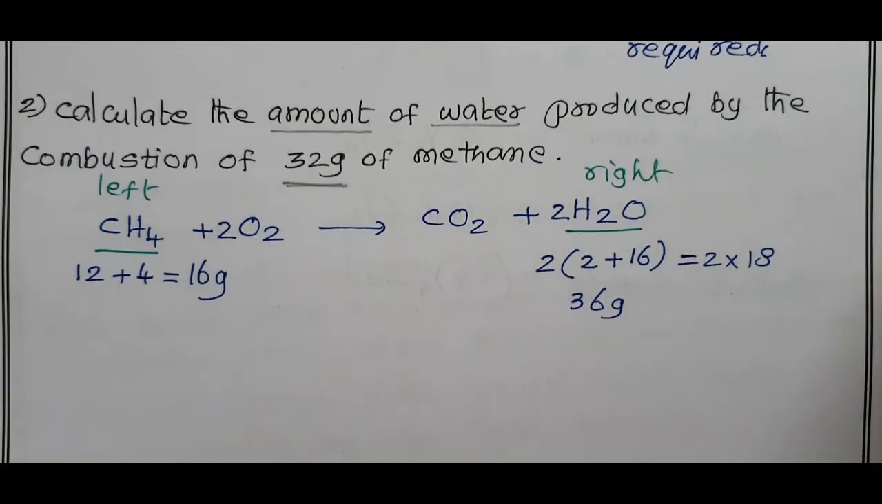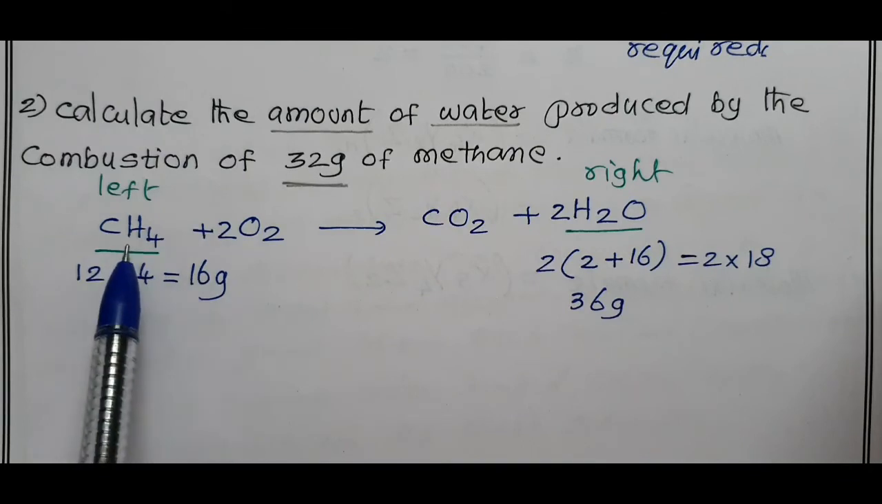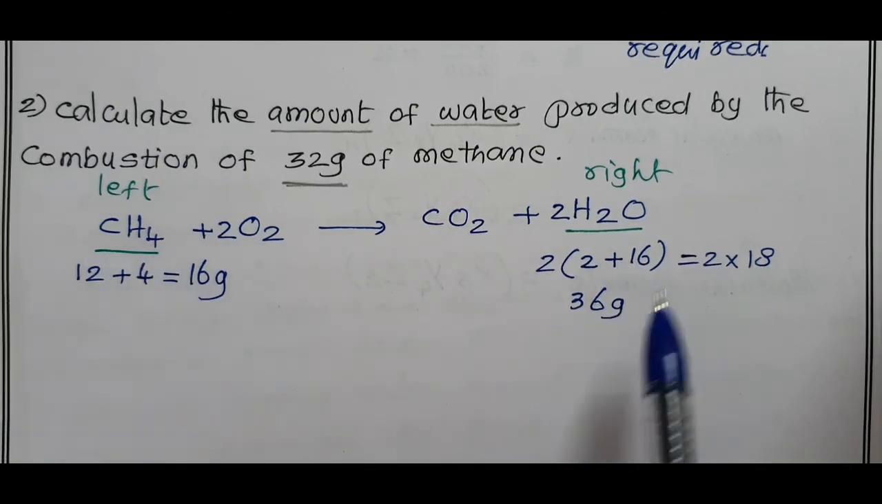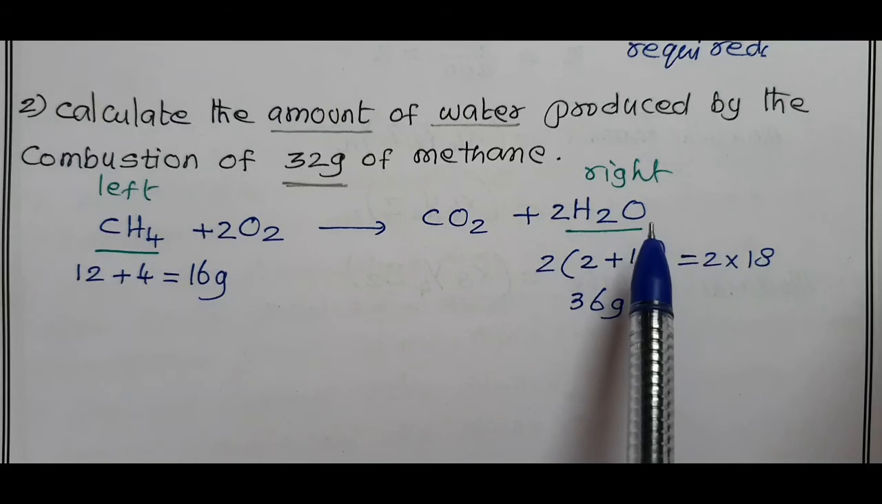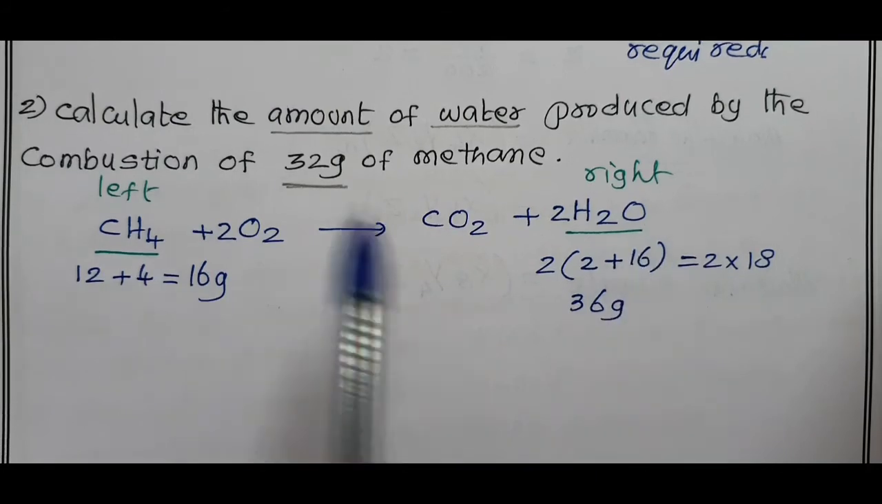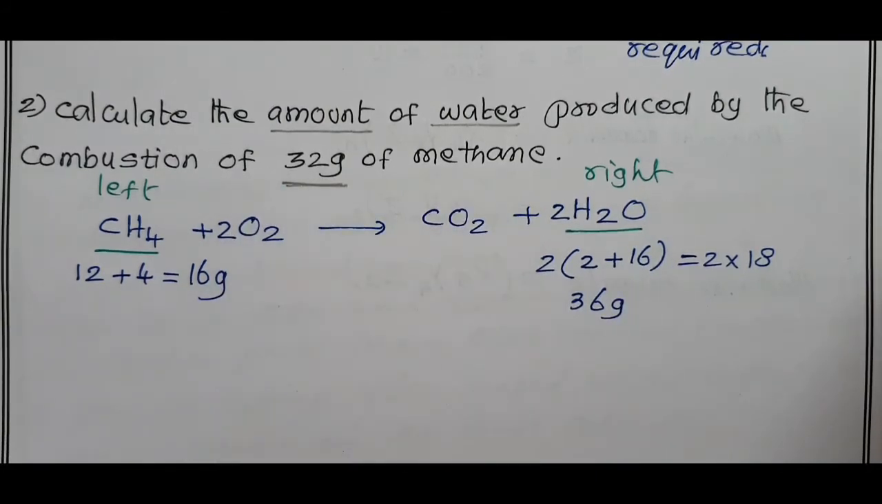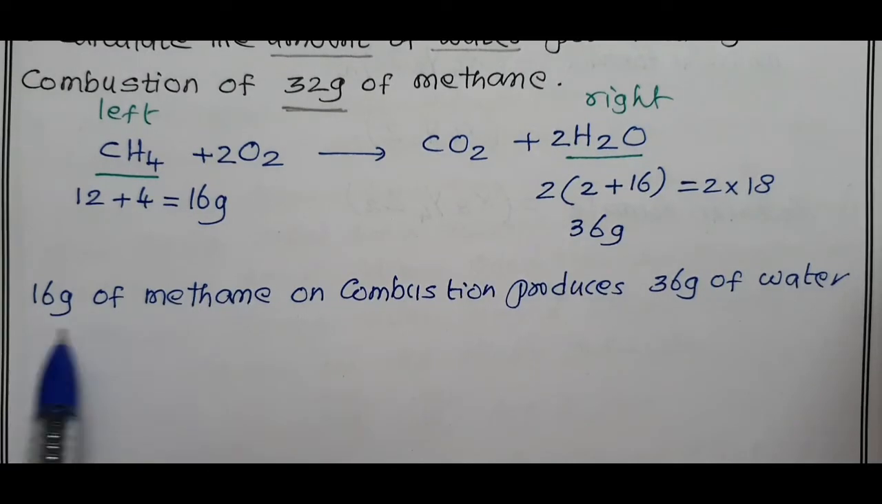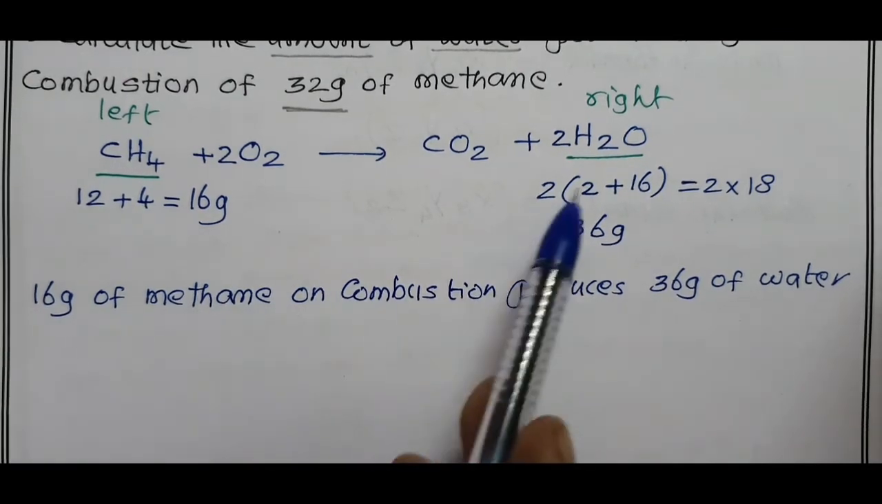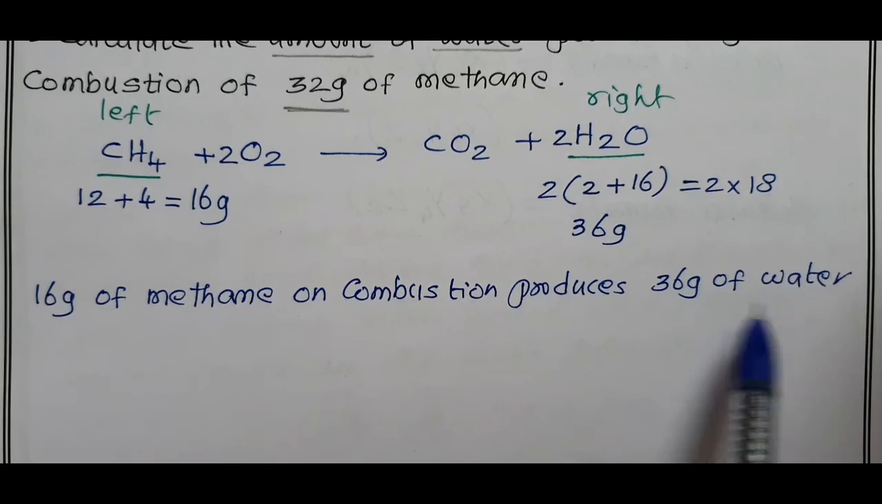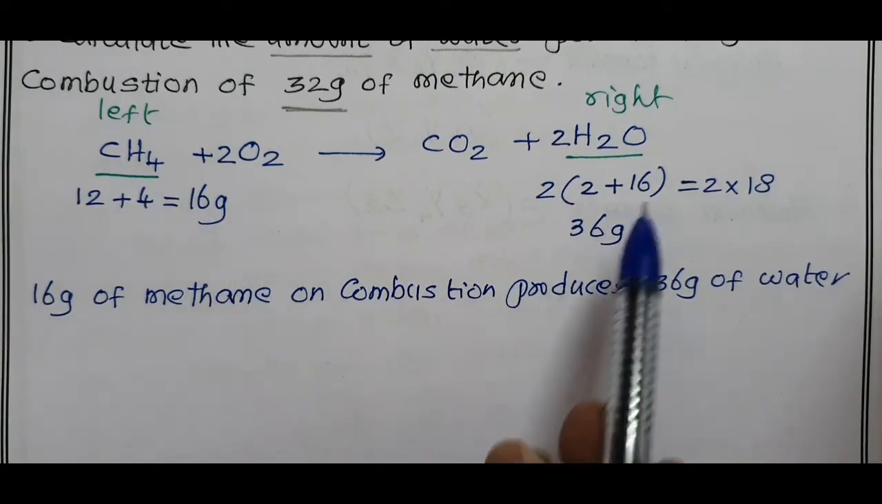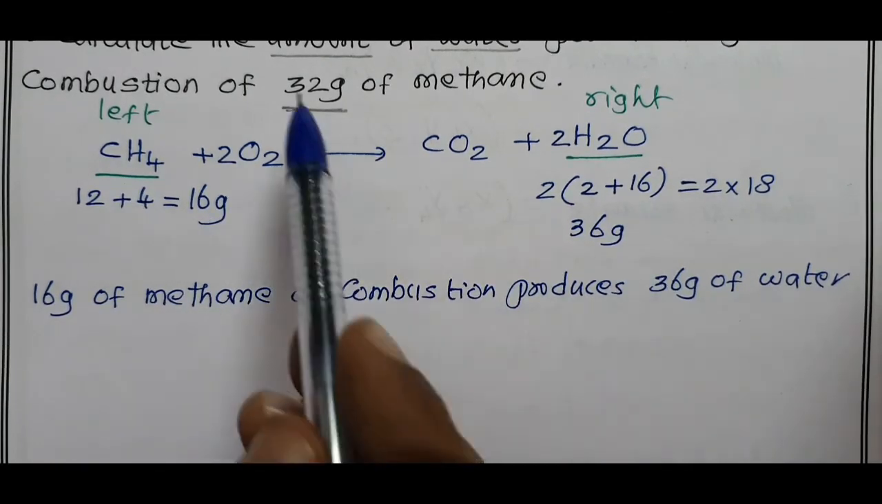So, how to write the first sentence from the equation? 16 gram of methane on combustion produces 36 gram of water. Second sentence from the question. First sentence always from the stoichiometric equation, second sentence from the question.